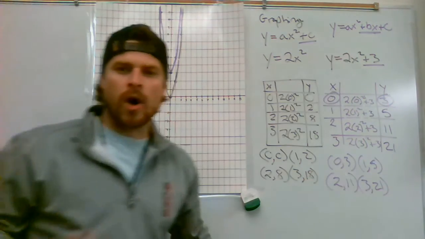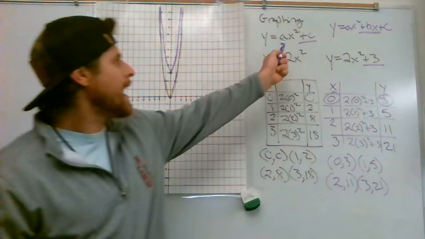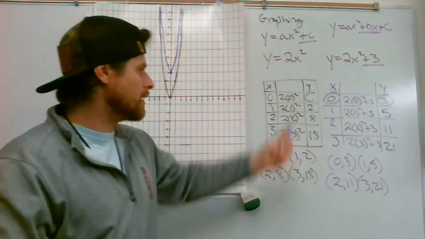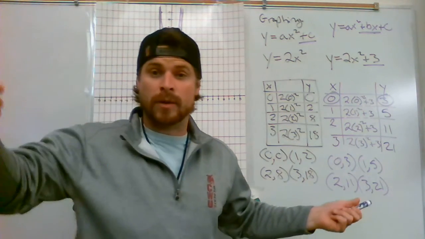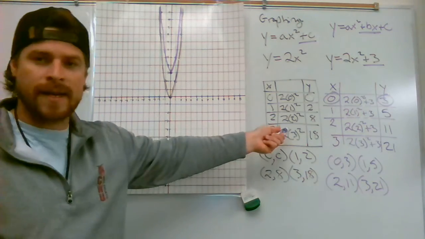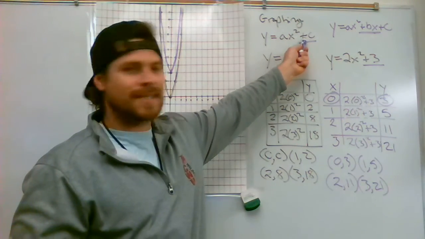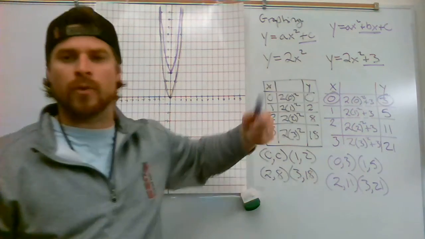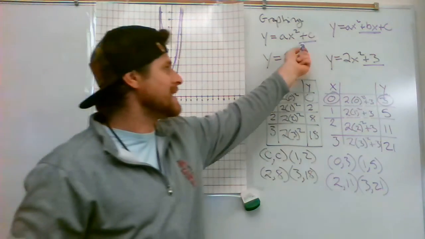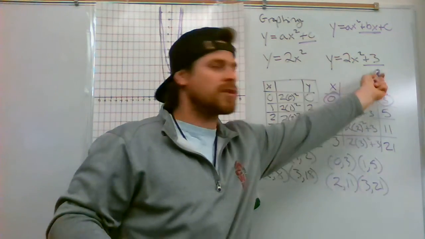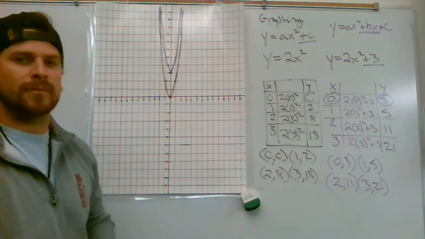Okay, but for right now, all you need to focus on is how do I figure out the steepness? Well, make a table and then plot those points that you find. And then remember that the c value is going to tell you to shift up or down. The only way it's going to go down is if it says minus c. So if that's a minus 3, we shift this down 3 as opposed to moving it up 3.